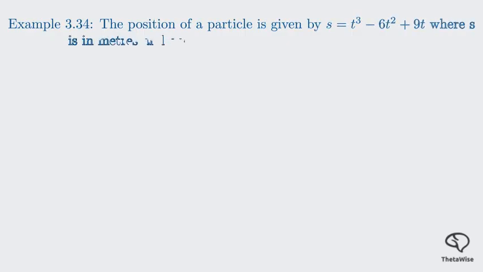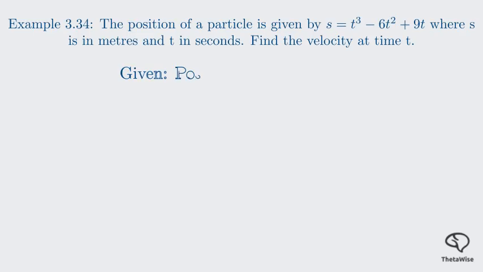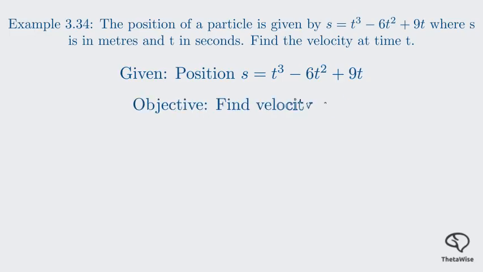In this next example, the position of a particle is given by the function s of t equals t cubed minus 6t squared plus 9t. Our first task is to find a formula for the velocity at any time t. Let's list our given information. The position function is s equals t cubed minus 6t squared plus 9t. Our objective is to find the velocity v of t.